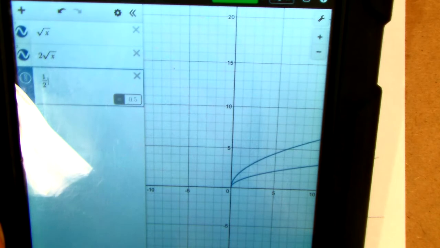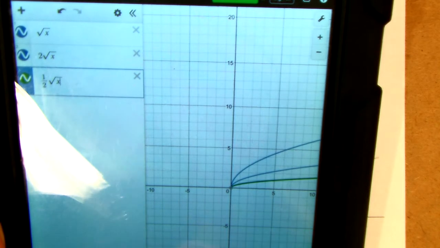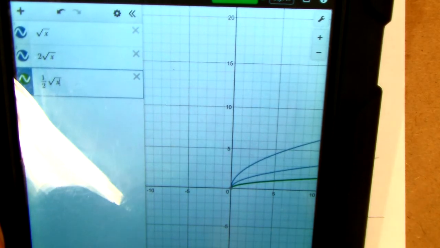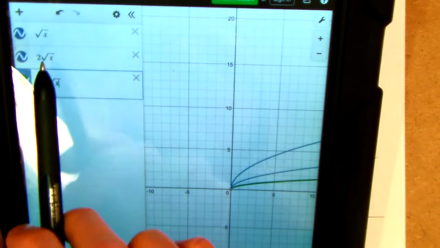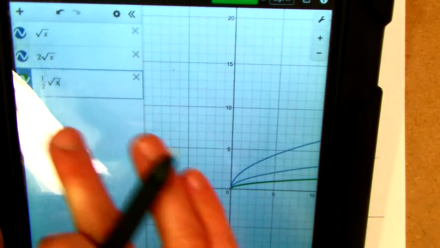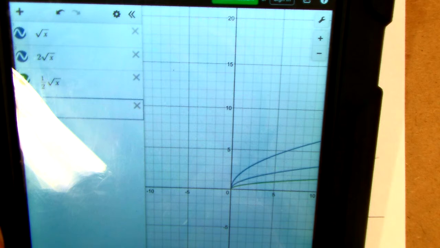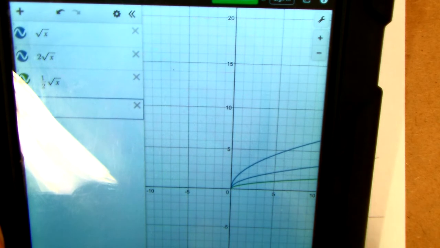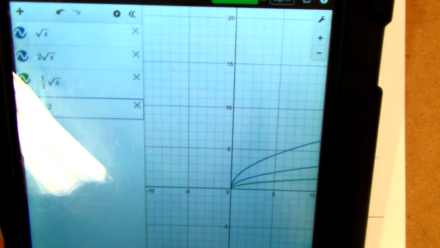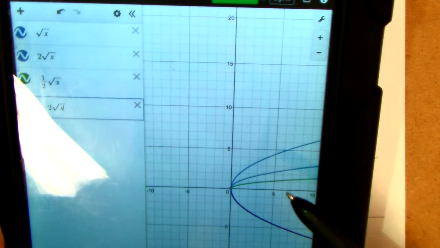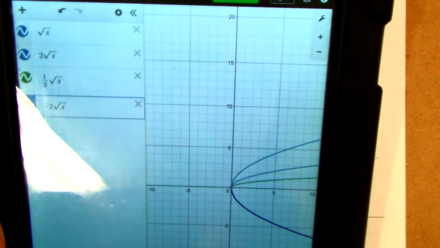So we still have A affecting it. We still have h and k affecting it. And then what do you think happens? We kind of already know this because I showed you, but if it's a negative A out front, so say negative 2 square root of x, that will reflect it over the x-axis. So all those rules from our parabolas are still going to apply.